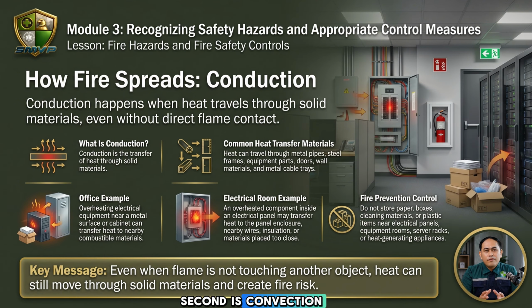Number 2, convection. Second is convection. Convection happens when heat moves through hot air, smoke, or gases. This is one of the most dangerous ways fire spreads inside buildings because hot air and smoke naturally rise. They can move through corridors, open doors, stairways, ceiling spaces, elevator shafts, utility shafts, ducting, and ventilation systems. In a multi-floor office building, smoke from one area may travel to another area very quickly if doors are left open or if there are open pathways. This is why during fire evacuation, smoke is often more dangerous than the flame itself. Smoke can reduce visibility, irritate the eyes, affect breathing, and make evacuation difficult.